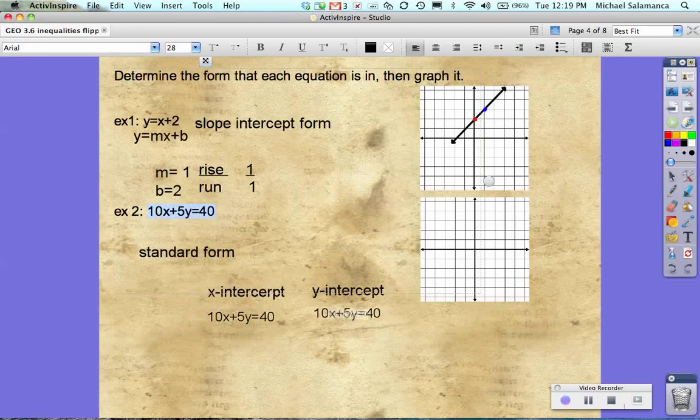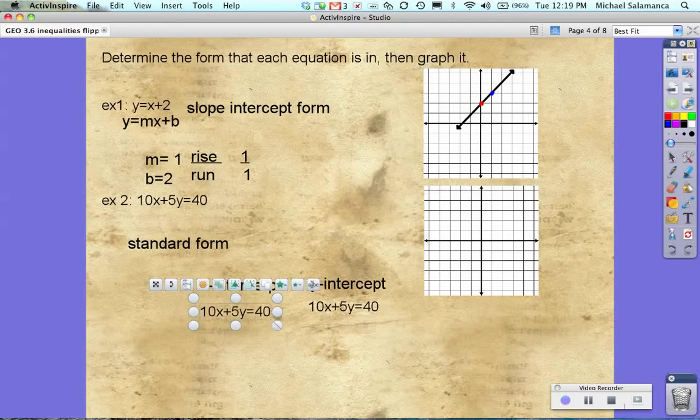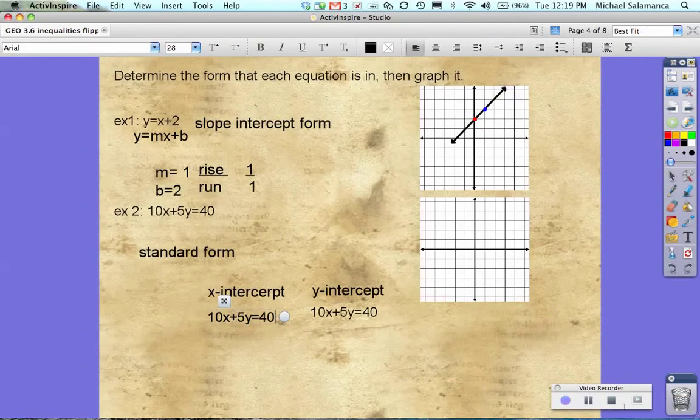So, to find the x-intercept, what we do is we let the opposite value be equal to 0. So we let y equals 0. So we have 10x equals 40. Therefore, x equals 4. So our x-intercept is 4. So the ordered pair for that is 4, 0, because we let y be equal to 0.